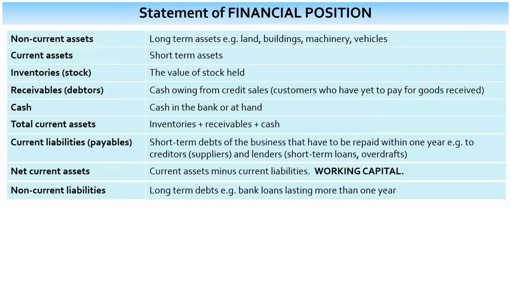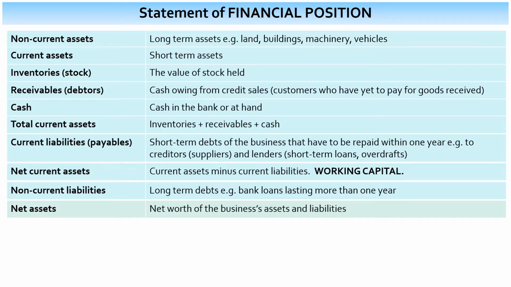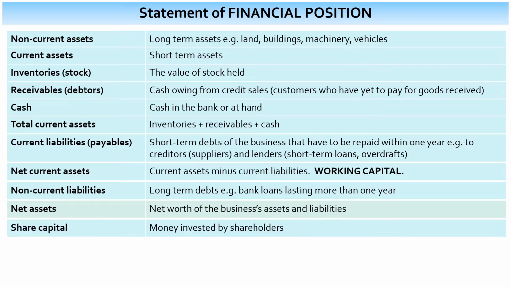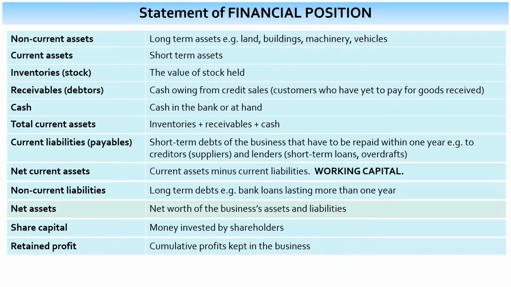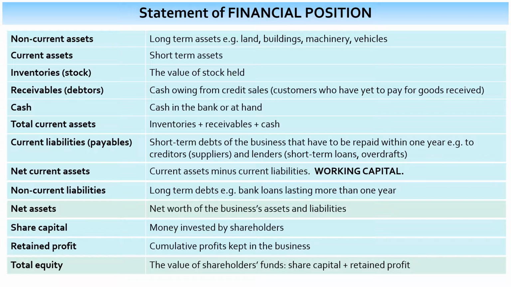We then look at non-current liabilities, so long-term debts, for example, bank loans, anything that they need to pay back that's going to take more than a year. If we subtract all the liabilities from all the assets, we get the net assets of the business, essentially the net worth of the business at that particular point in time. Then to balance, we show the share capital, the money invested by the shareholders, and the retained profit. This gives us the total equity, so the value of the shareholders' funds within the business, and the total equity within the business will always equal the net assets of the business.